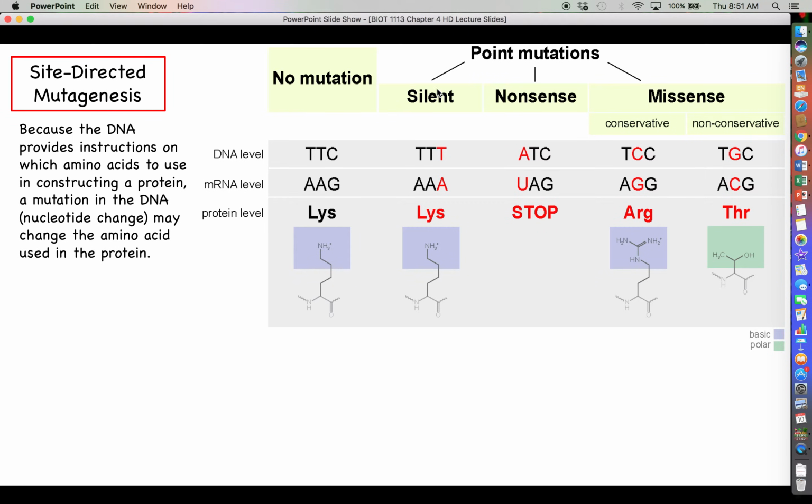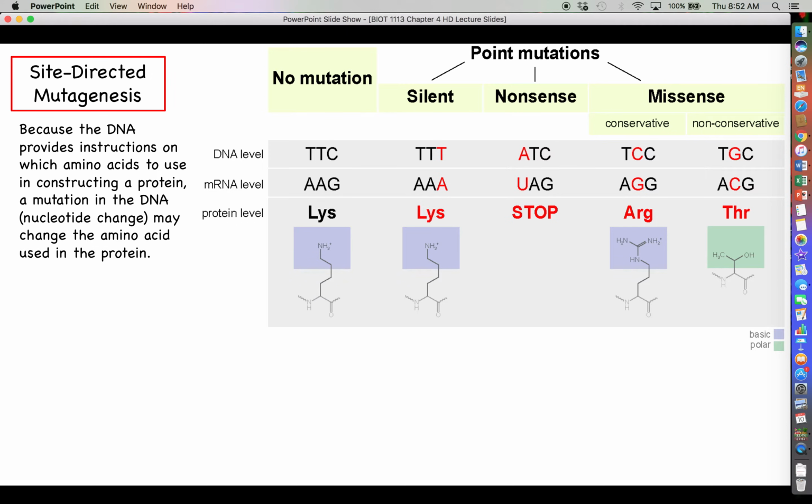So let's make our first mutation here. Let's say that we change that cytosine in the DNA into a thymine. Well, now the mRNA is not going to give you the codon AAG. It's going to give you the codon AAA. However, that is not going to change the amino acid that is used, because the codon for lysine can be either AAG or AAA or several other codons as well.